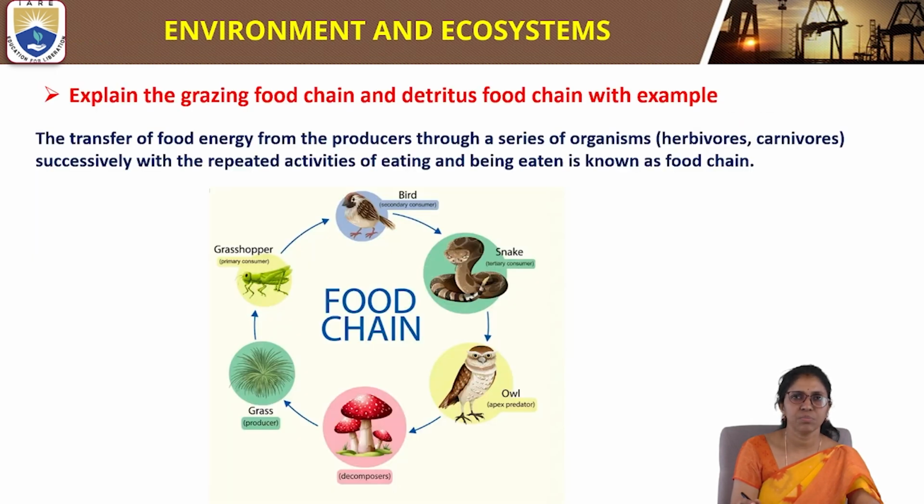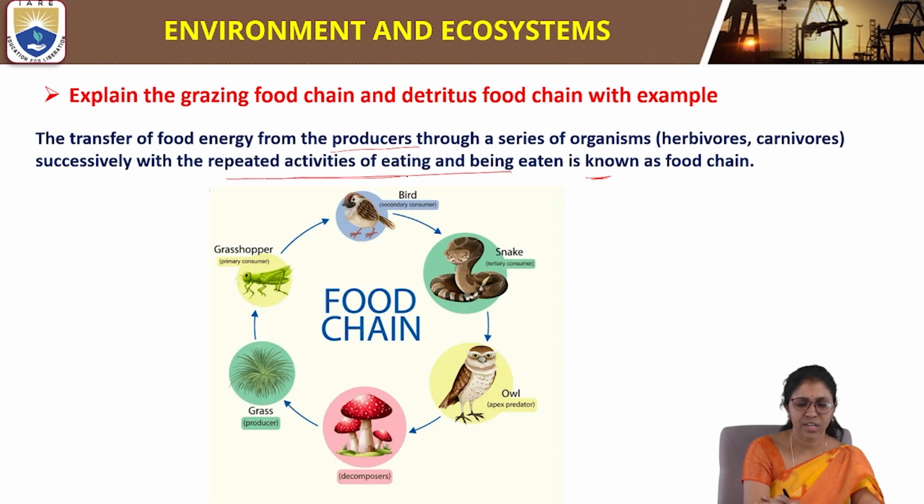The next question is: explain the grazing food chain and detritus food chain with an example. The transfer of food energy from the producers through a series of herbivores and carnivores, with the repeated activities of eating and being eaten, is known as a food chain. So first we should know what a food chain is. It is a transfer of food energy from producers to a series of organisms.